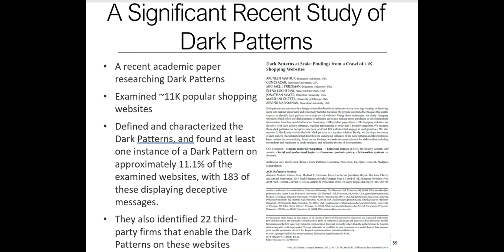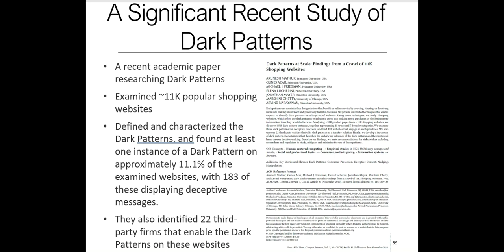In fact, I highly recommend it. I didn't put this on the must-read list. I'll add a link to it in the module, but I won't make it a must-read. But it is very interesting and very informative, and it does a nice job of characterizing and putting into a hierarchy the various types of dark patterns and describing them fully, saying, if this is the type of behavior you see, this is the type of dark pattern that it is. And what they found is at least one instance of a dark pattern on approximately 11% of the examined websites, with 183 of these displaying deceptive messages.